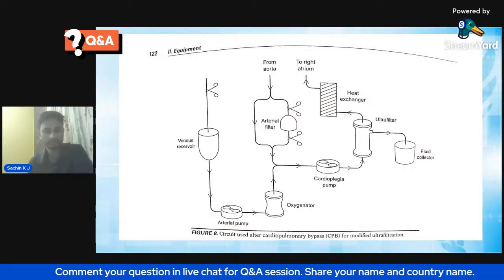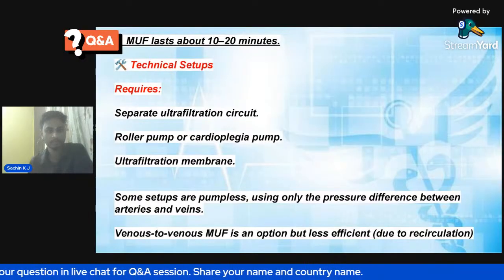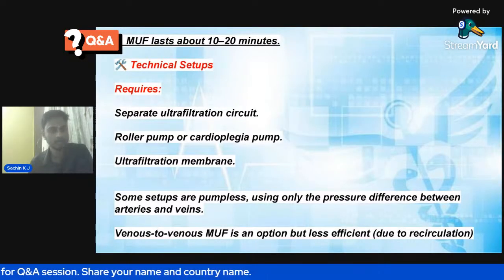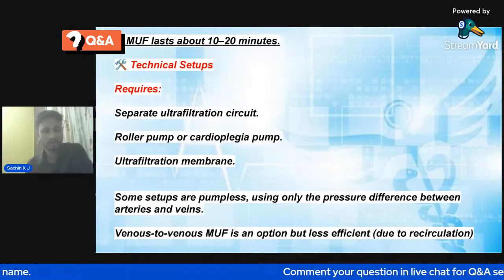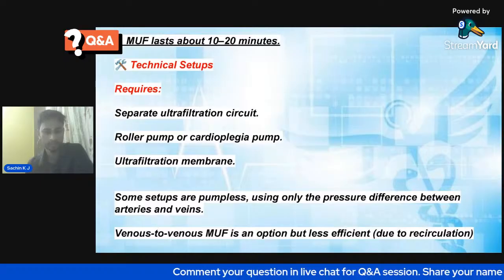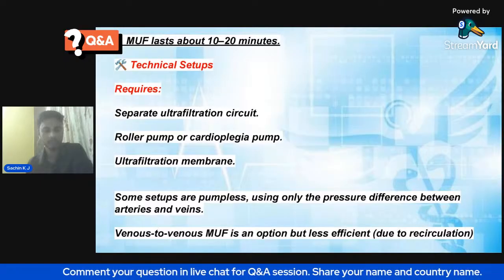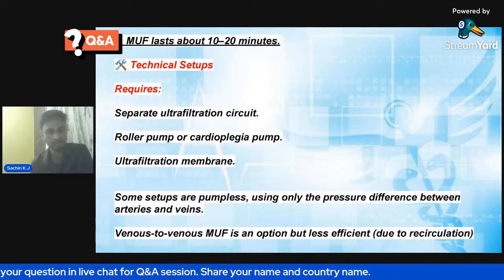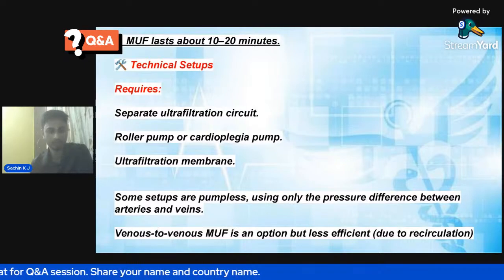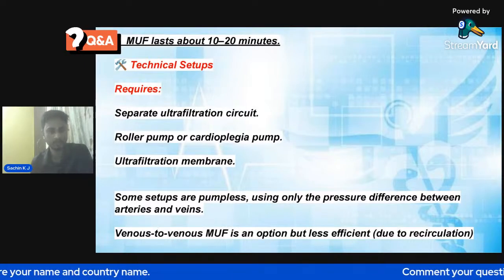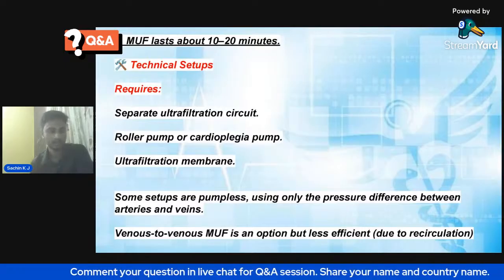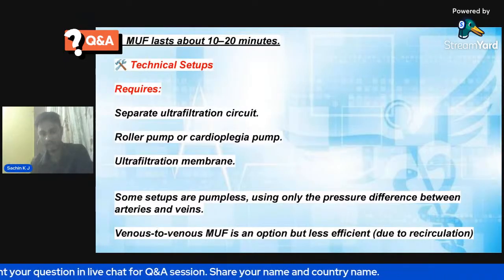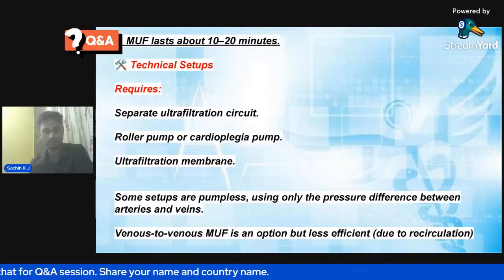So next one, sir. MUF will last about 10 to 20 minutes. Now the technical setup. It will require a separate ultrafiltration circuit, a roller pump or cardioplegia pump, and an ultrafiltration membrane. Some setups are pumpless. In our institute, we are using venous MUF. It is pumpless. We are not using any pump. According to arterial pressure, using only the pressure difference between arteries and veins. Venous MUF is an option, but is less efficient due to recirculation.